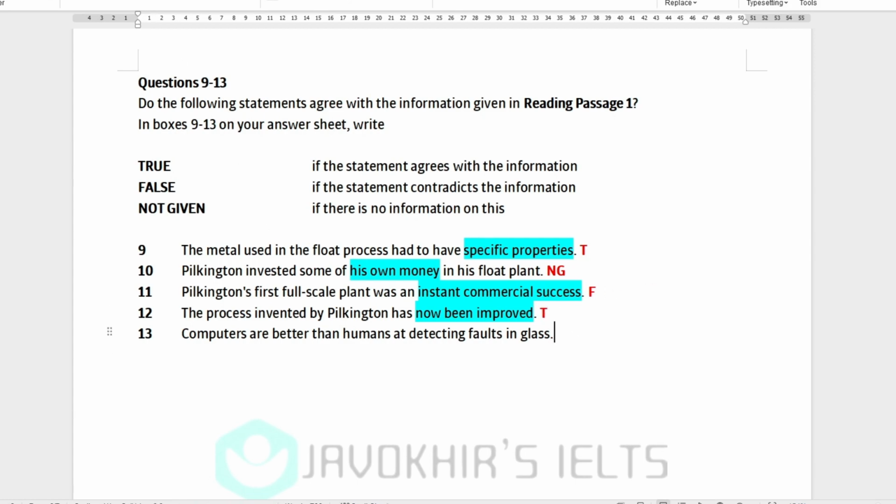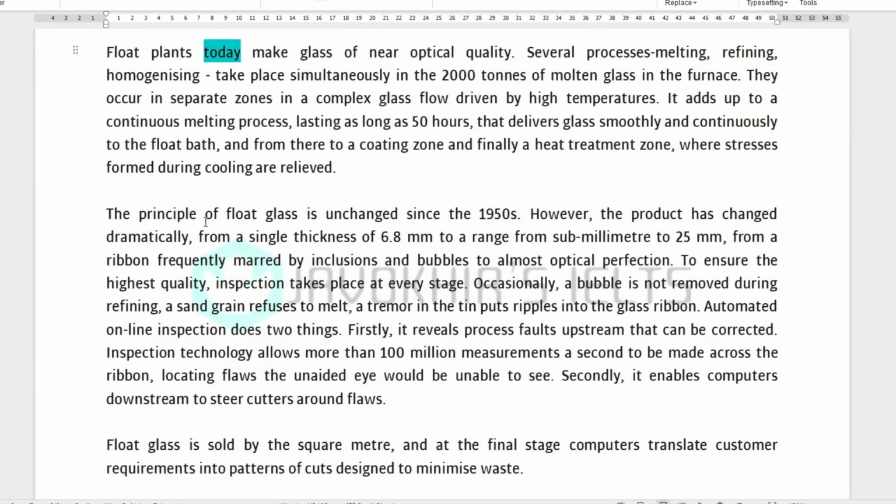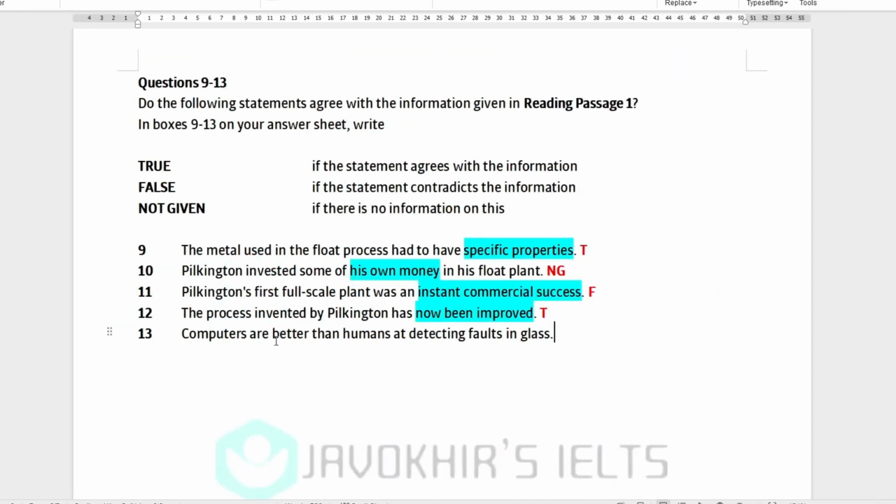Computers are better than humans, so we have computers. Okay, I just really want to find the word computers. There we go. I found the words inspection technology. Inspection technology allows more than 100 million measurements a second to be made across the ribbon, locating flaws the unaided eye would be unable to see. So what is it saying? Is it true or not? Because we still have the phrase better than.